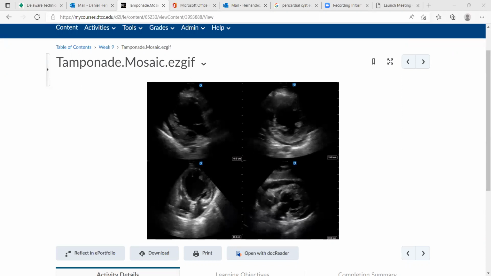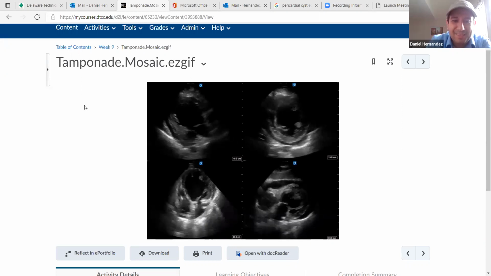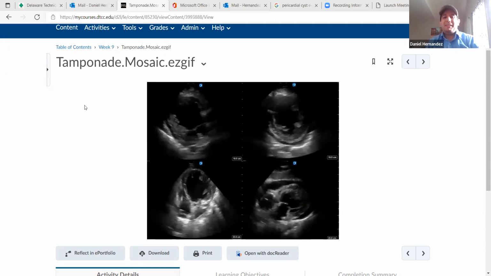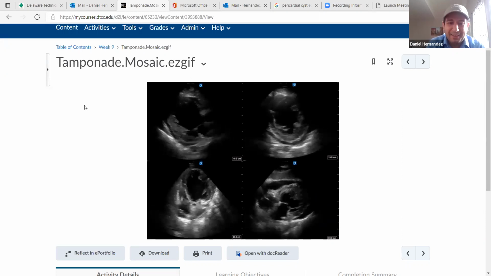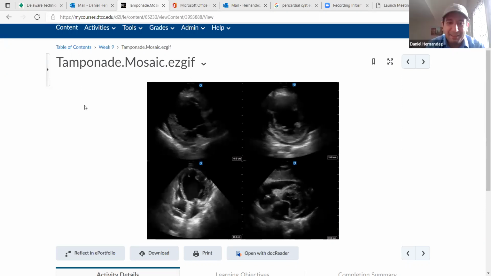So look at this little 4-chamber one down here. Do you remember what we said before? So when the heart's dilated, then it's round. Good, exactly.